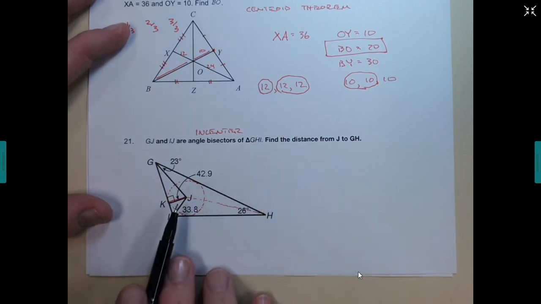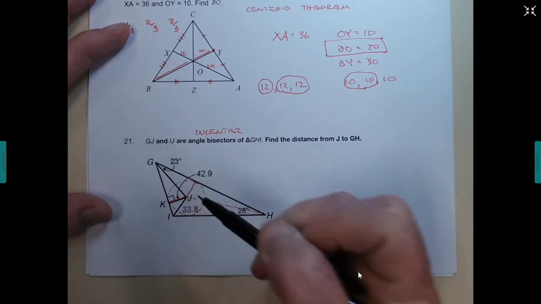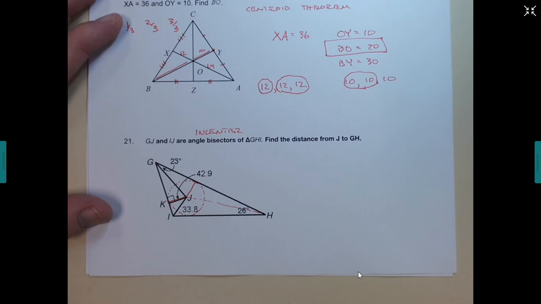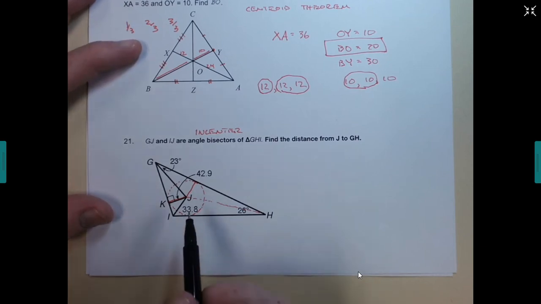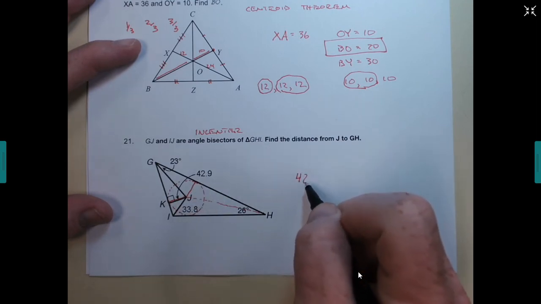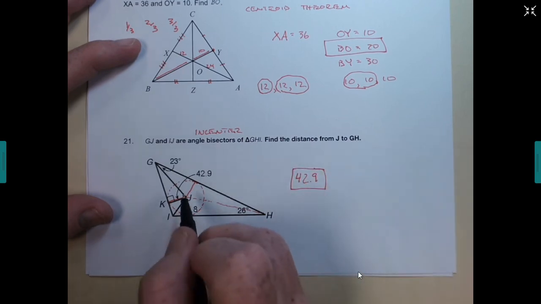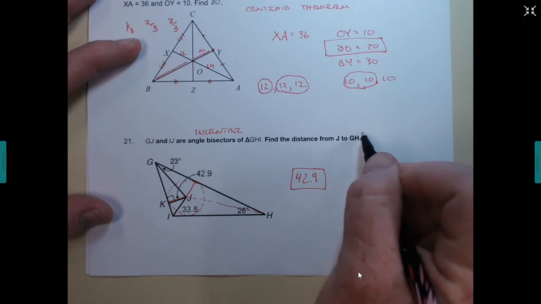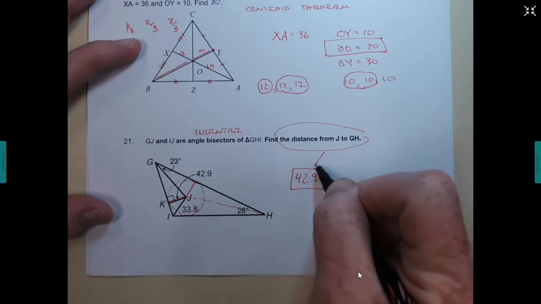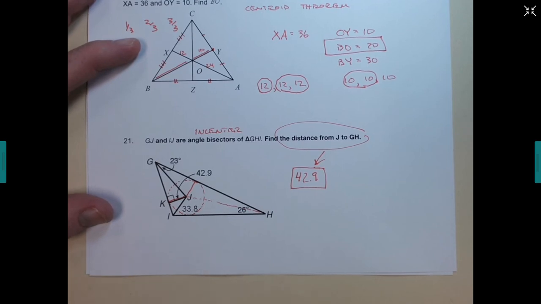They want us to find the distance from J to GH. They want us to find this distance. Well, I don't know if you know about circles, but every radius of the same circle has to be equal. So if JK is 42.9, this problem looks complicated, but it's over. The distance from J to GH is also 42.9. That is the 3rd page of the test review.